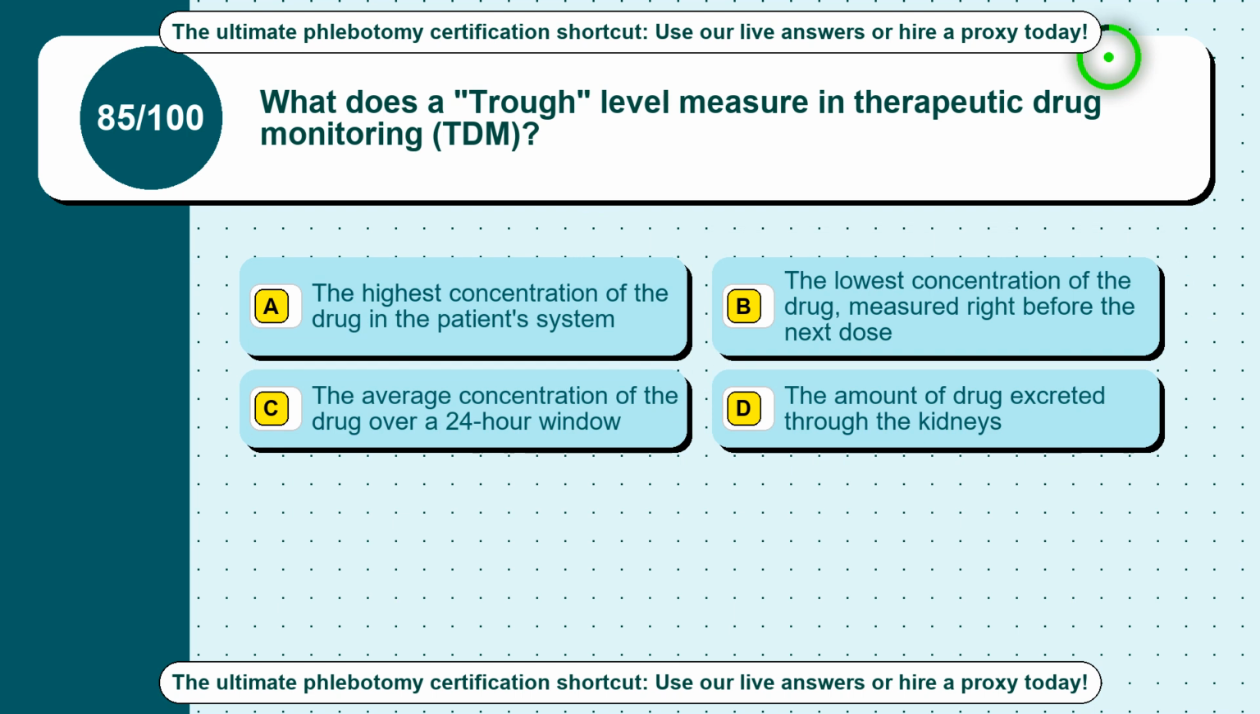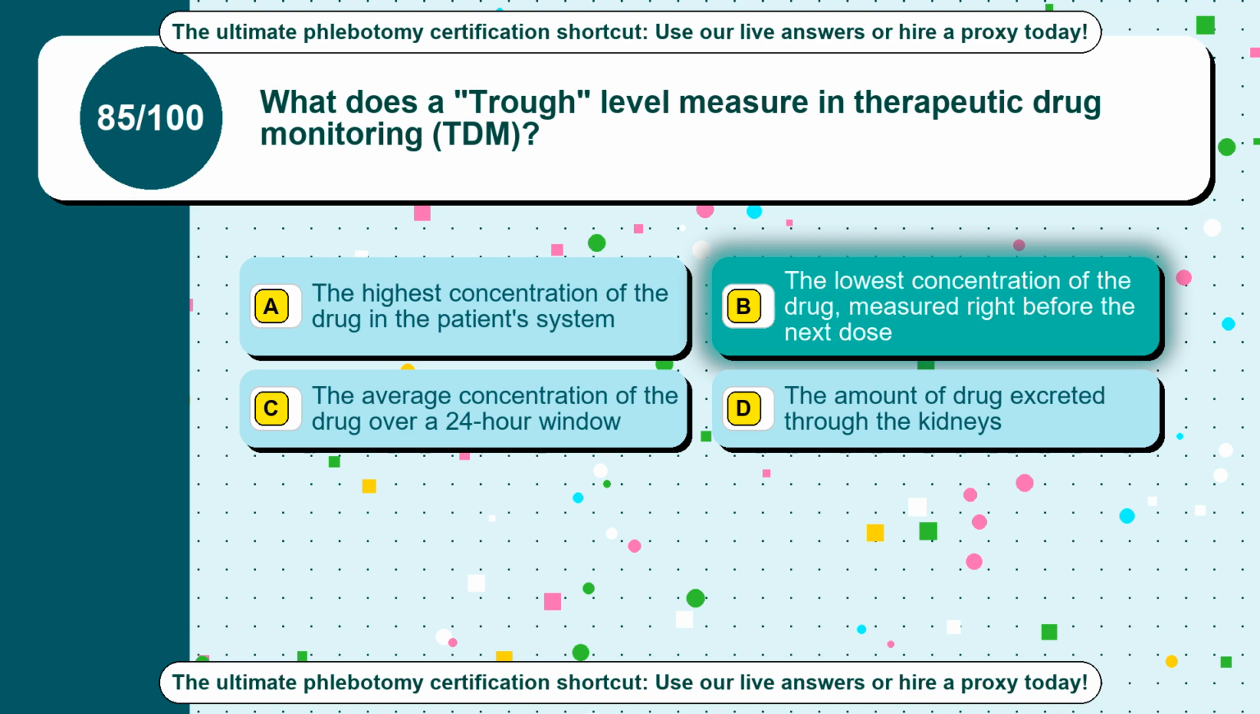Question 85. What does a trough level measure in therapeutic drug monitoring, TDM? Option A, the highest concentration of the drug in the patient's system. Option B, the lowest concentration of the drug, measured right before the next dose. Option C, the average concentration of the drug over a 24-hour window. Option D, the amount of drug excreted through the kidneys. The correct answer is option B, the lowest concentration of the drug, measured right before the next dose.